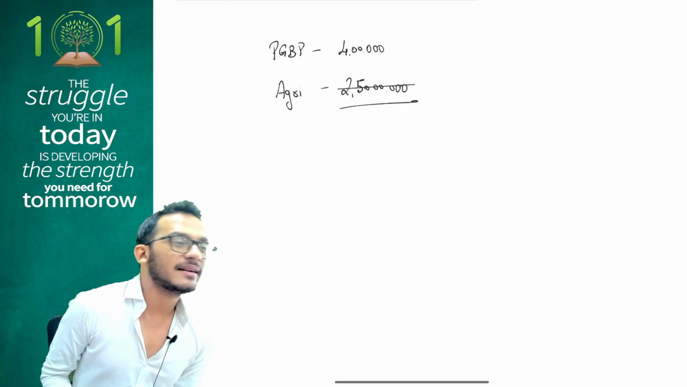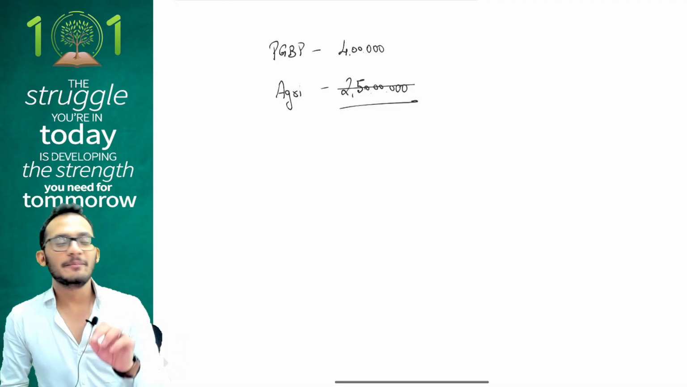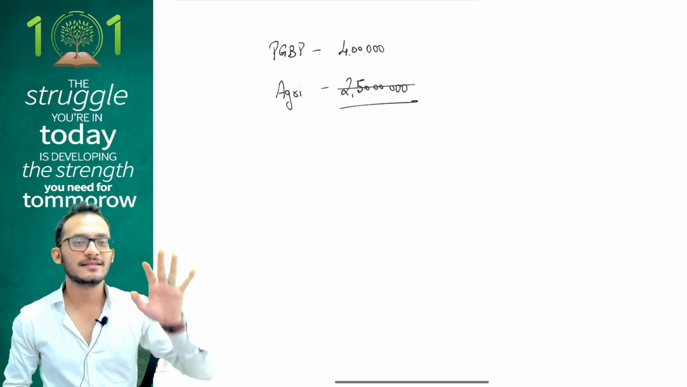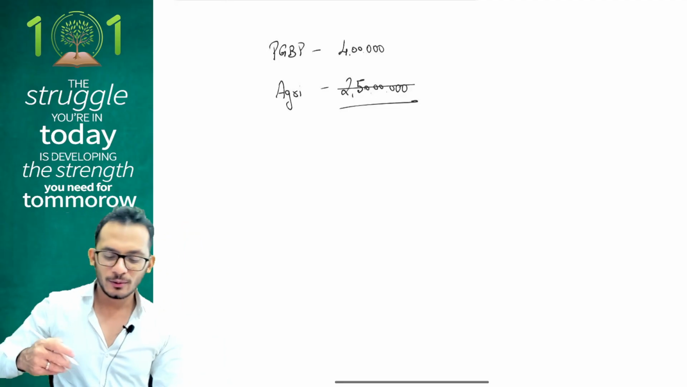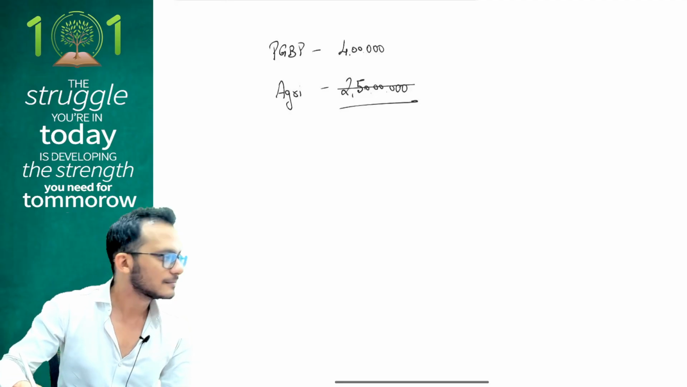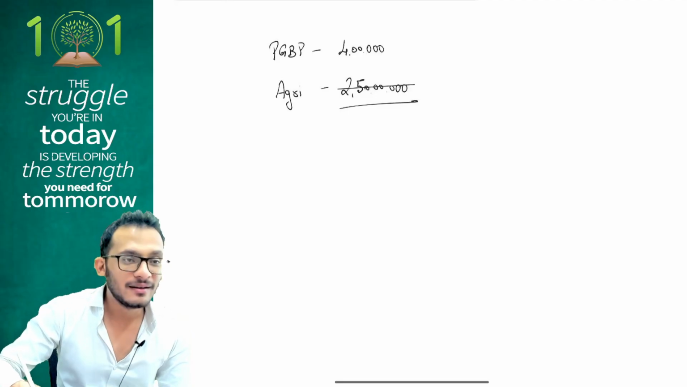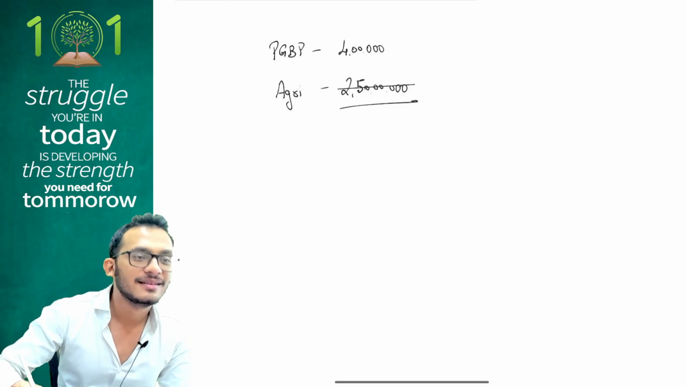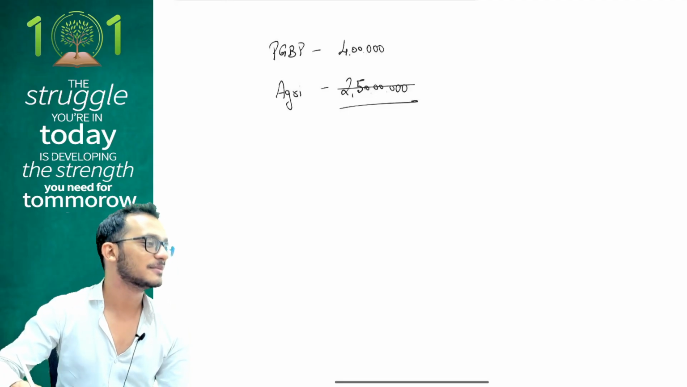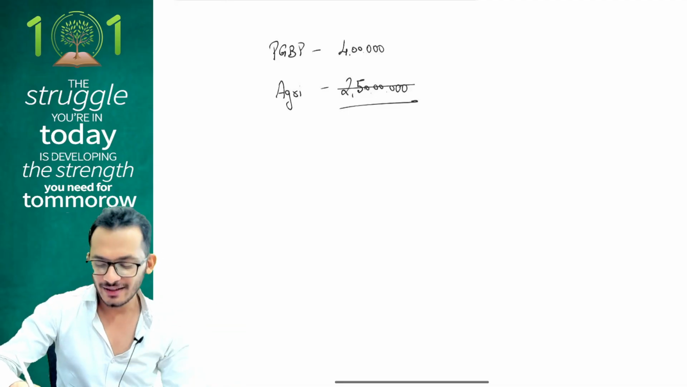Here is where the new concept comes in, people, let me clarify. Going forward, you and I will not say agriculture income is exempt. Going forward, you and I will say agriculture income is... Very good.